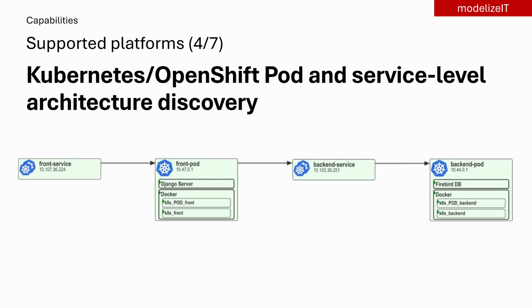modelizeIT supports pod and service level architecture discovery for Kubernetes and OpenShift clusters. In this diagram, we see services, pods, and the software corresponding to each of the containers of those pods.